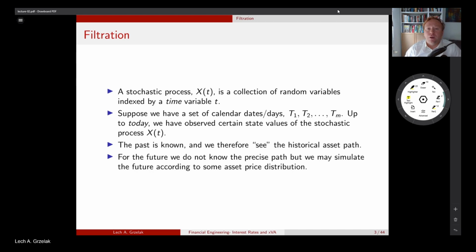Especially if you think of simulating exposure profiles, risk profiles, you always need to put yourself in the perspective of, let's say, traveling in time. You are on a particular path, a particular realization, and then you are looking from that perspective at, for example, the portfolio values. Let's look at how filtration is defined in the mathematical sense.